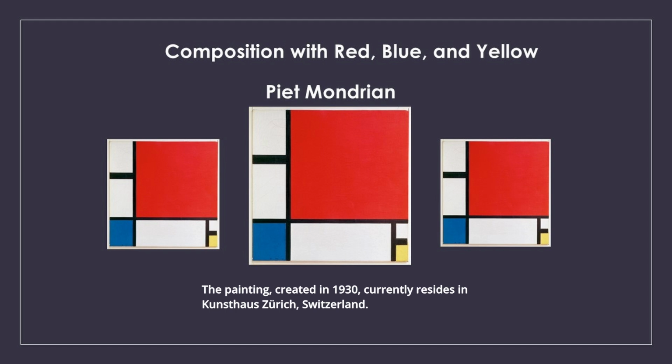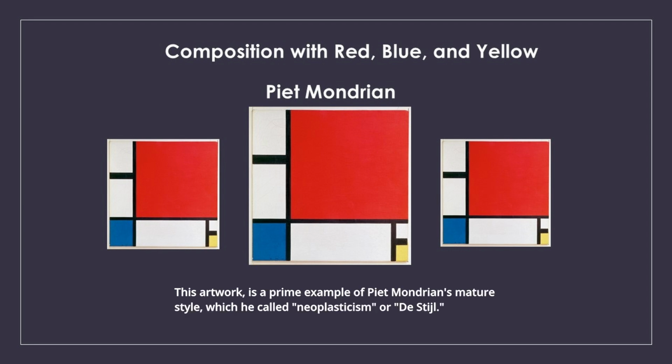Piet Mondrian. Composition with red, blue, and yellow. The painting, created in 1930, currently resides in Kunsthaus Zurich, Switzerland. This artwork is a prime example of Piet Mondrian's mature style, which he called neoplasticism or De Stijl.